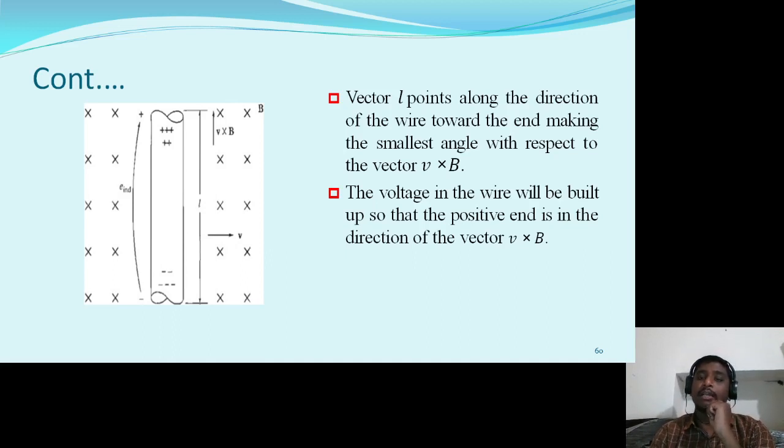The vector L points along the direction of the wire towards the end making the smallest angle with respect to the vector V cross B. The voltage in the wire will be built up so that the positive end is in the direction of the vector V cross B. These are the two points.